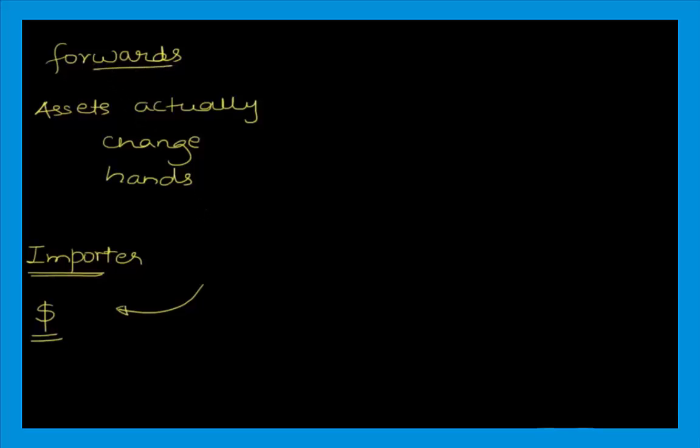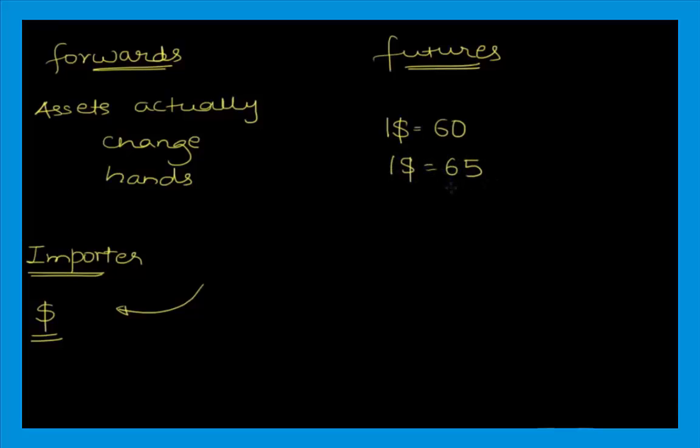So in forwards, assets actually change hands, but in futures, it is cash settled. What do I mean when I say cash settled? I'm saying you bought dollars at $1 equal to 60 rupees. Tomorrow $1 becomes 65. Over here, no one gives you dollars, but because you bought at 60 and it went to 65, you are paid the remaining 5 rupees. That's the major difference between a forward and a future.